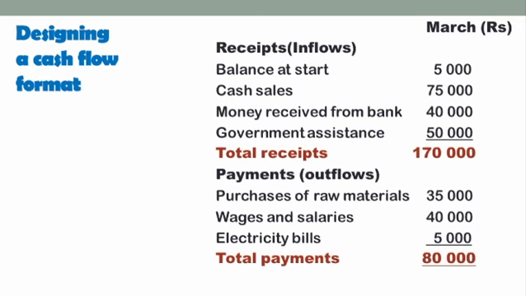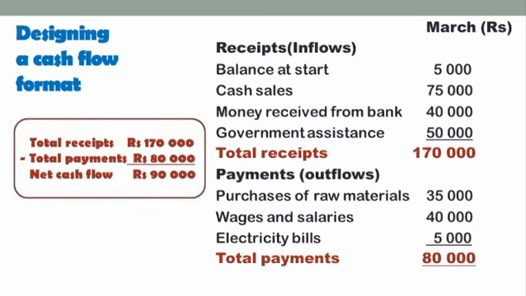How to obtain the net cash flow now? Net cash flow is the total receipts 170,000 rupees minus total payments 80,000 rupees, which gives us a net cash flow of 90,000 rupees.